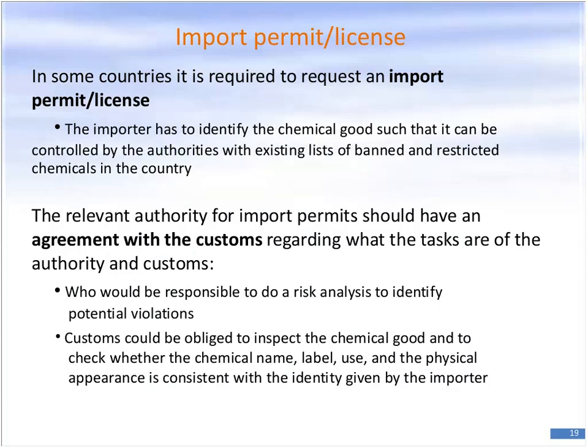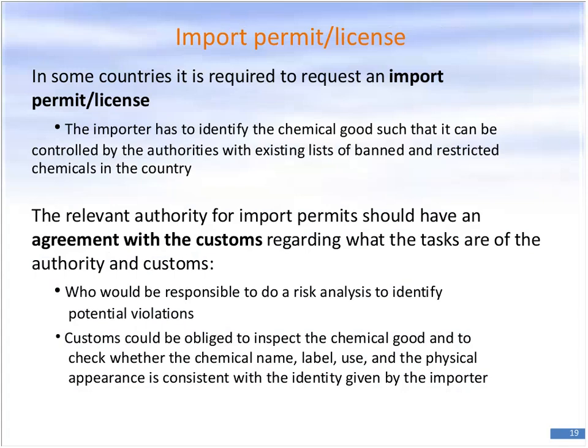Then in some countries, often developing countries, it is required to have an import permit or license. That means the importer has to go to an authority, the Ministry of Health, Ministry of Environment, and so on, to identify the chemical good. They would say yes, this is allowed, looking into the list of banned and restricted chemicals, and would give an import permit, which then facilitates the work of customs.